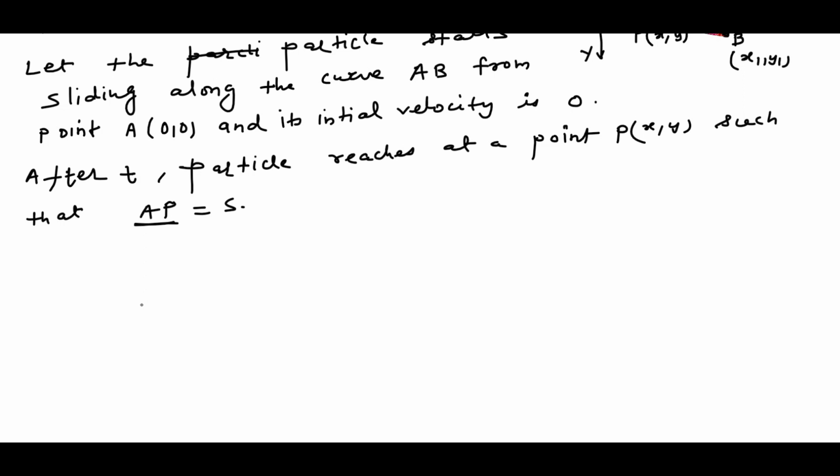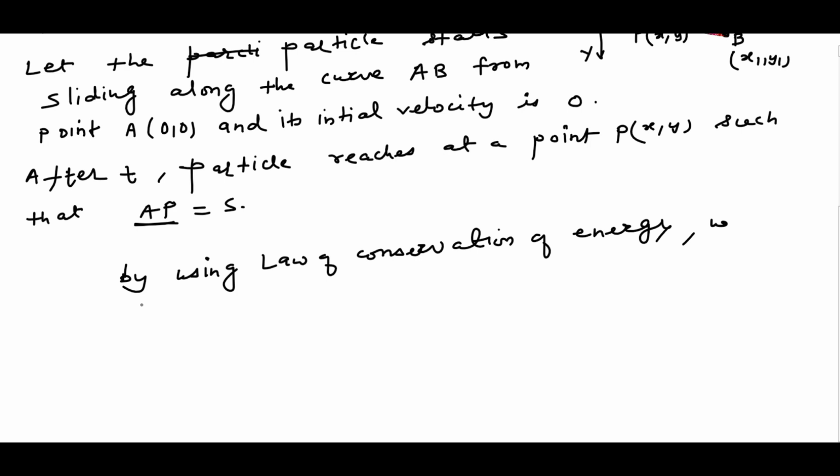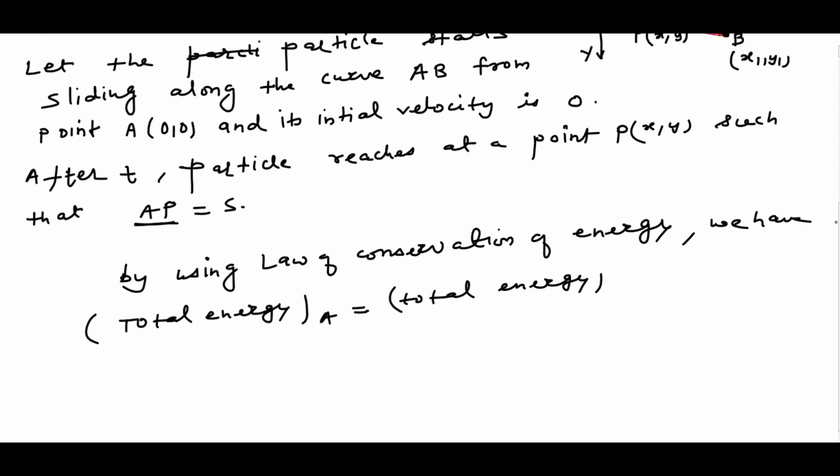So by using the law of conservation of energy, we have that the total energy at point A has to be equal to the total energy at B. And total energy means kinetic energy plus potential energy at point A is equal to kinetic energy plus potential energy at point B.